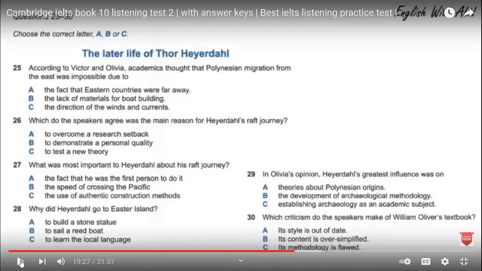Okay, already we have got the information for 30. What do you think? It's A. It's A. Yes, sir. It's A. Its style is out of date. Old-fashioned. In the audio, we have heard the word old-fashioned. The synonym of old-fashioned is out of date.